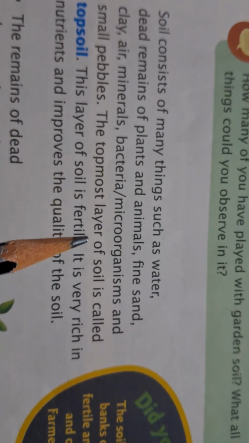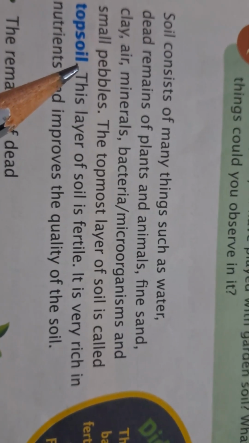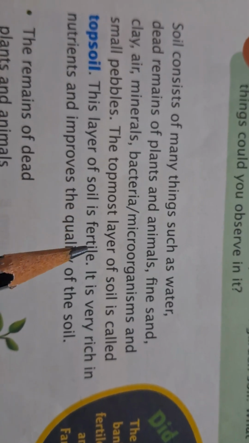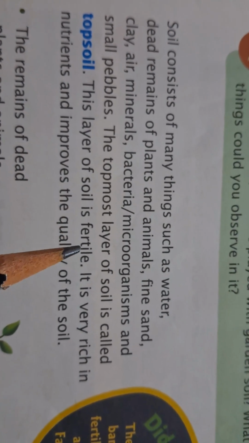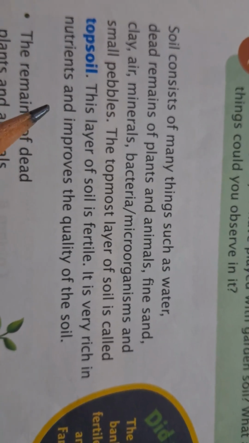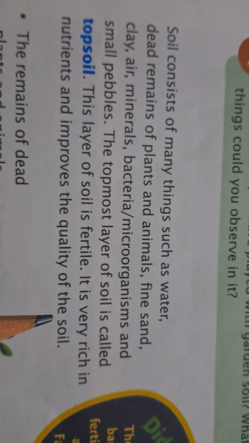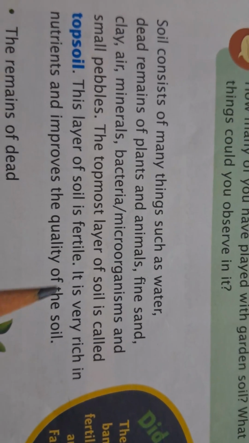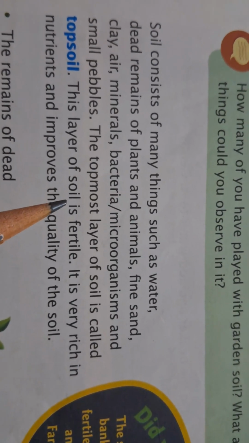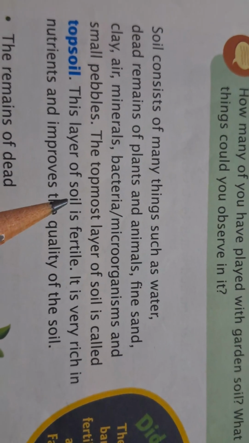The topmost layer of soil is called topsoil. The topmost layer of the soil, we call it topsoil. This layer of soil is the fertile one. So that is what? Fertile soil. It is very rich in nutrients and improves the quality of the soil. So that's why you can observe the plants are at this layer only. Only the roots of the plants go into the next layers of the soil.